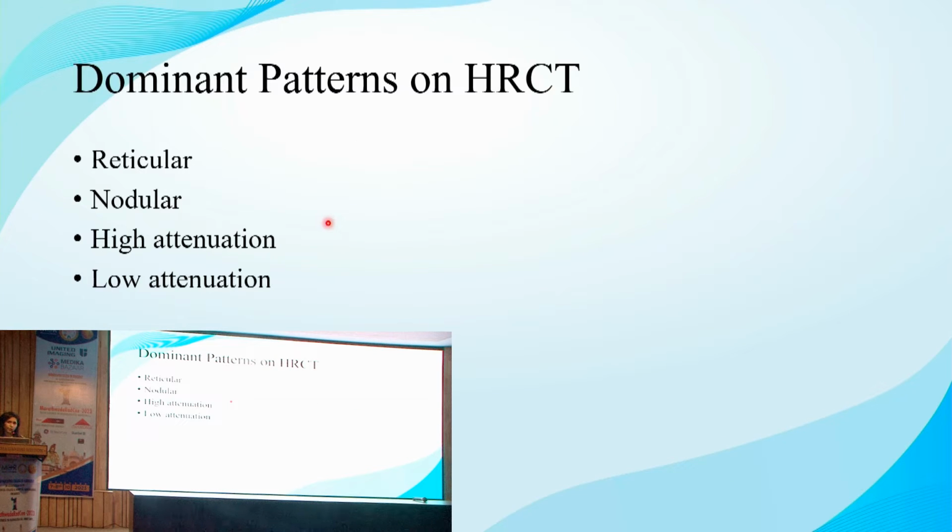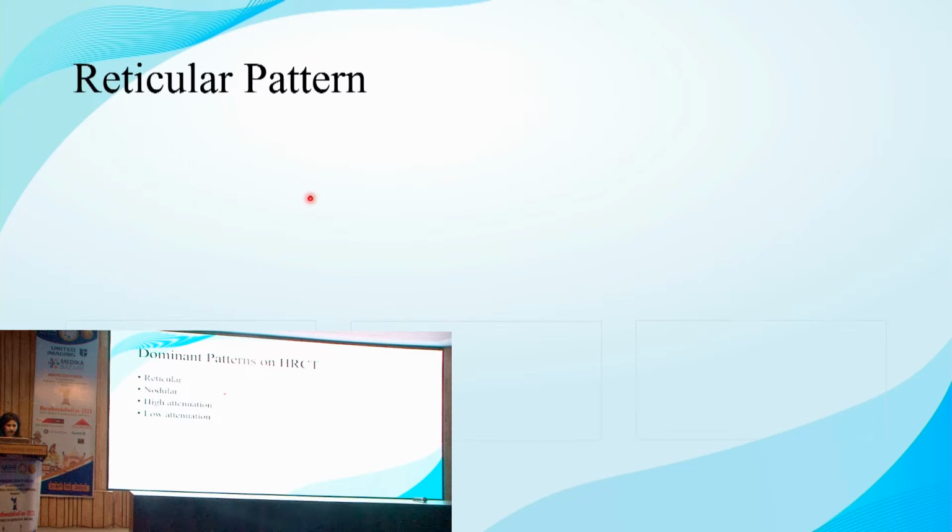Now that we know the anatomy of the pulmonary lobule, let's see how, on the basis of this anatomy, we can assess the various pathologies on HRCT. Whenever there is any HRCT case, there will be 4 basic dominant patterns: either reticular opacities, nodular opacities, high attenuation or low attenuation. That's it. If we are able to delineate the basic predominant pathology, it's very easy for us to categorize it into the different things.